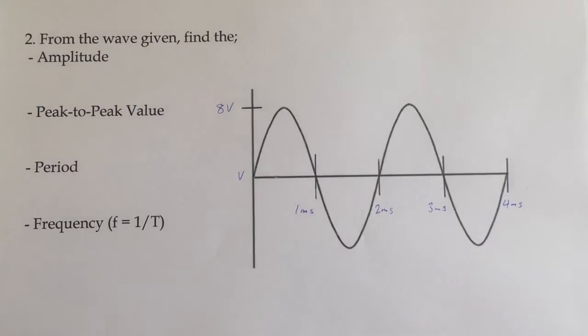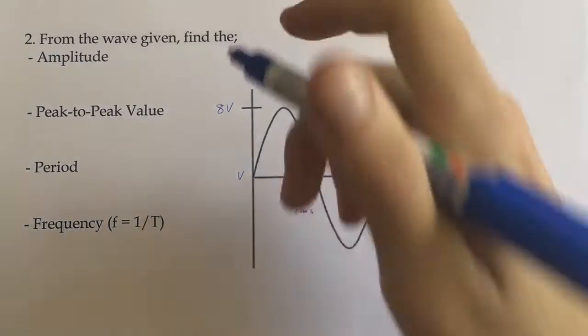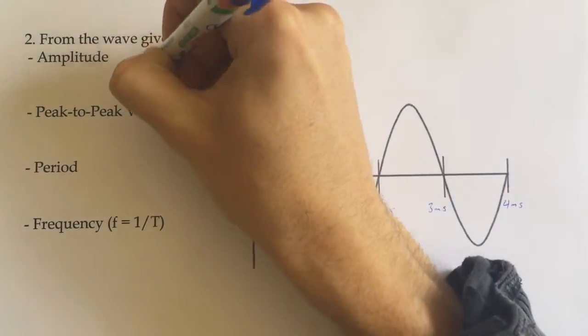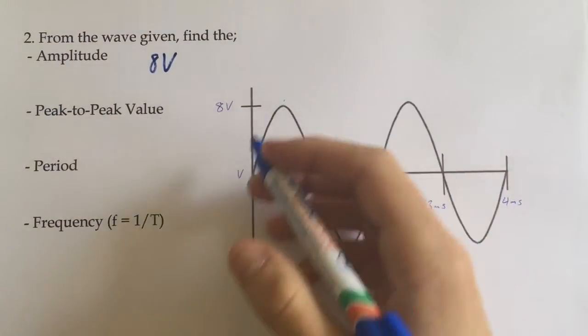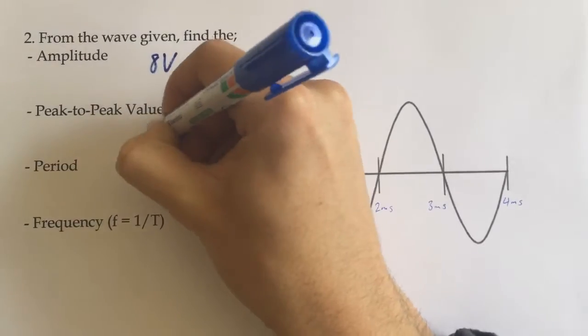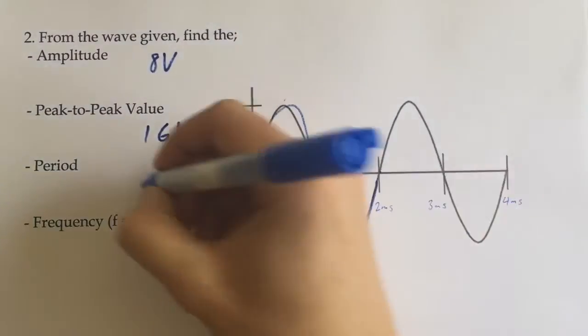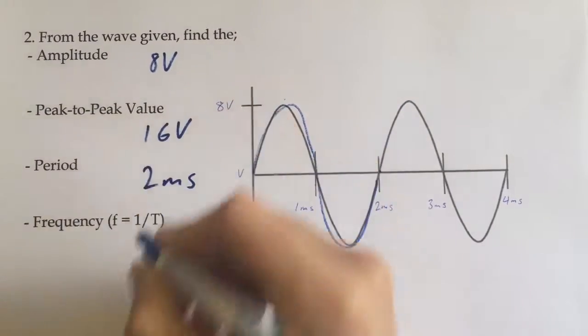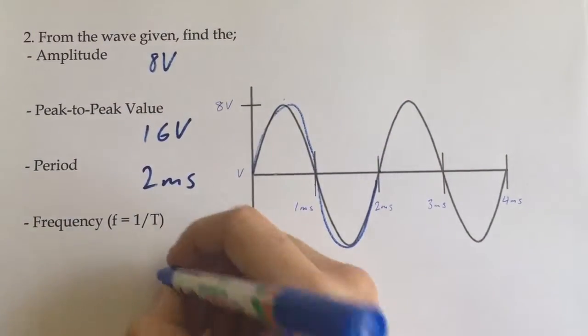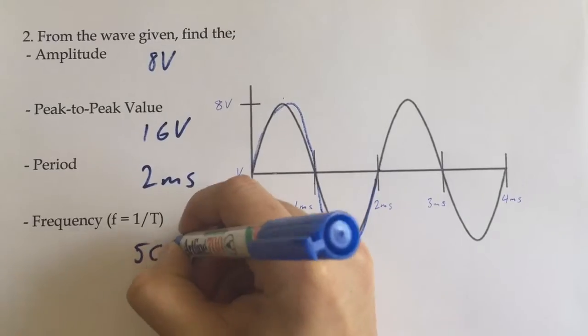Now, using a question that has a wave involved in it, we can find the amplitude here being 8 volts, peak to peak being 2 times the amplitude, so 16 volts, the period being 1 full cycle, so here 2 milliseconds, and the frequency being 1 over the period, which is 500 hertz.